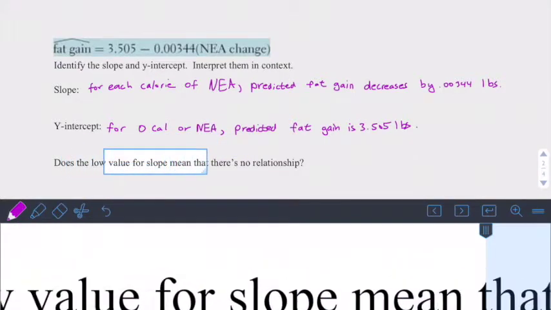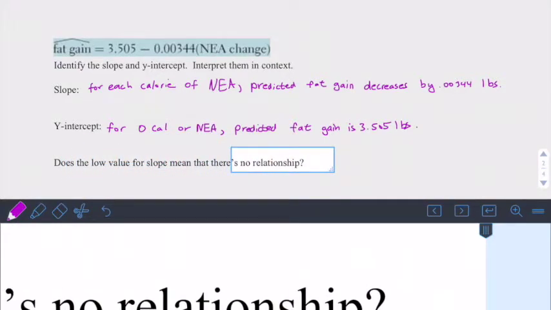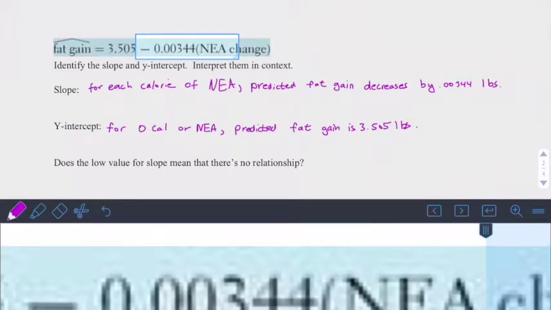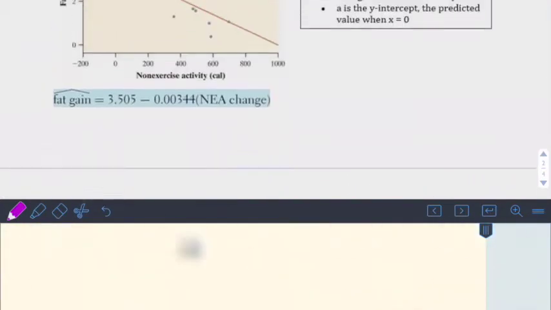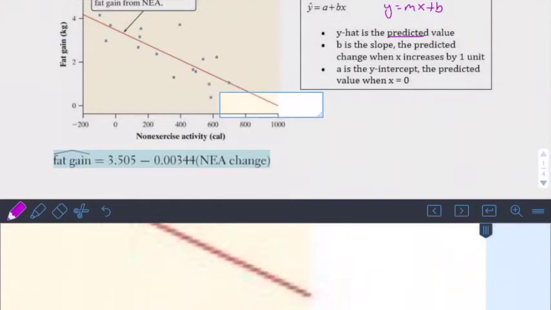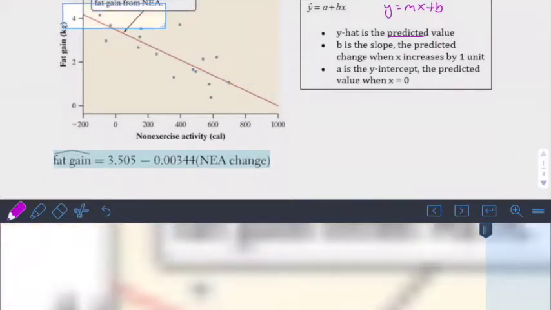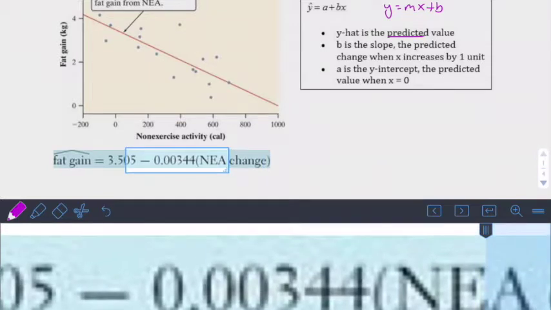Does the low value for slope mean there's no relationship? Well, that is very little. It doesn't mean that there's no relationship, because it's clearly decreasing, but not by much. That's setting us up for the future in chapter 12. I'm not sure if that means that there's not really a relationship here because the slope is so low.